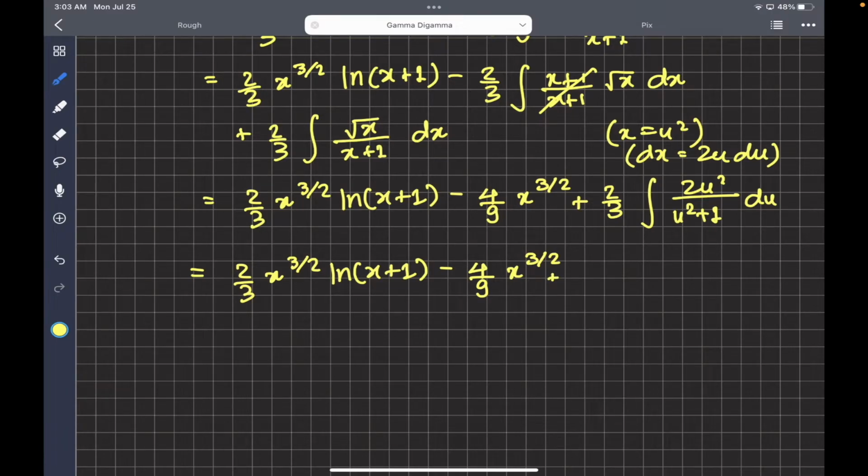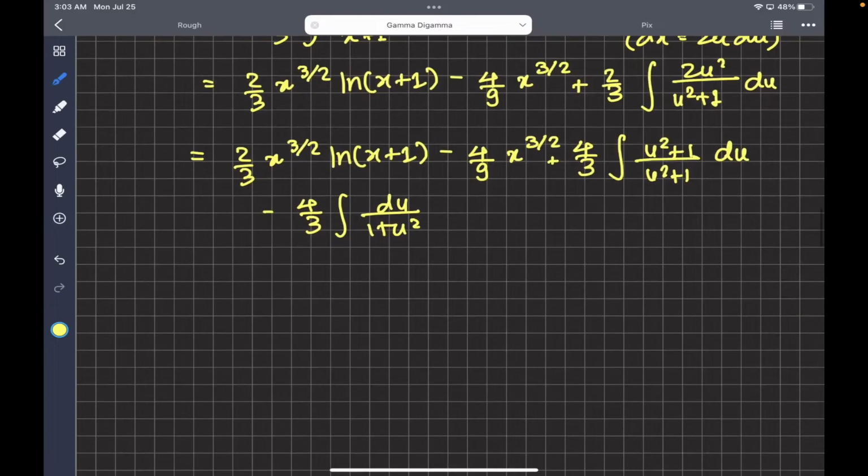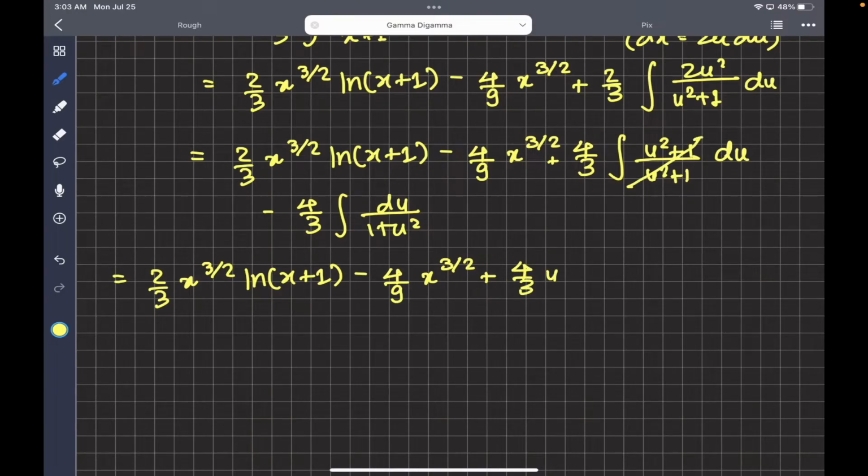Because again, we can sort of factor this out nicely. 4/3 (u squared plus 1) over (u squared plus 1). So all I've done is a plus 1 and a minus 1. So minus 4/3 du over 1 plus u squared. Everything else is the same. So I'm taking the liberty of just pasting it out like that. Plus 4/3 u, because this became 1. Minus 4/3 inverse tangent of u because of that.